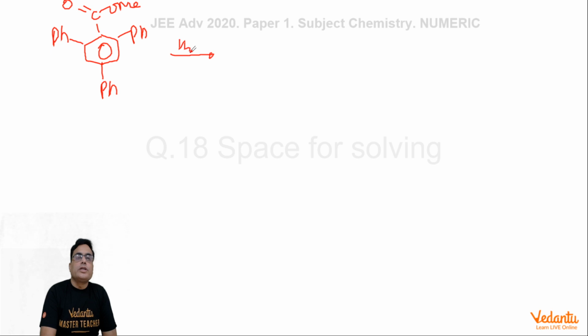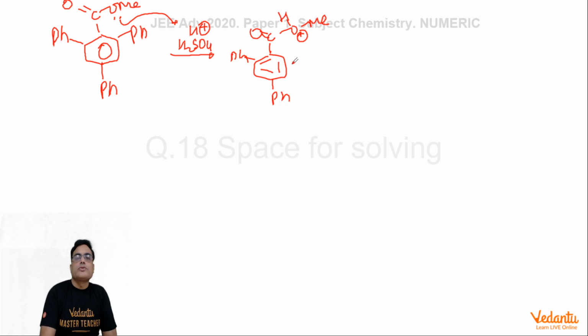Now you are treating it with concentrated H2SO4, which will give H plus. H plus gets protonated here on this ester oxygen. So what you get is C double bond O, OH plus Me, and this Ph, there are 3 phenyl rings attached to this.